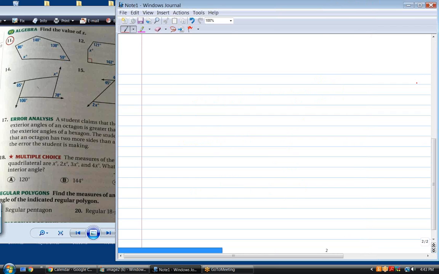Find the value of x. For 11, okay, so 1, 2, 3, 4, 5. Yeah, 5. So what's the sum of the interior angles? 540 degrees. Okay. What's the sum of the four angles that you see there? That would be 423.